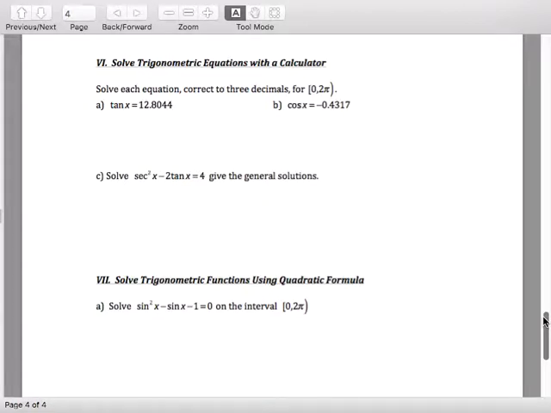So, letter A, if tangent x equals 12.8044, so that's pretty clear, it's not unit circle. So, in order to solve for x, we're going to need to take the inverse tangent of both sides of the equation. So when I do the inverse tangent of tangent x, that does produce x.